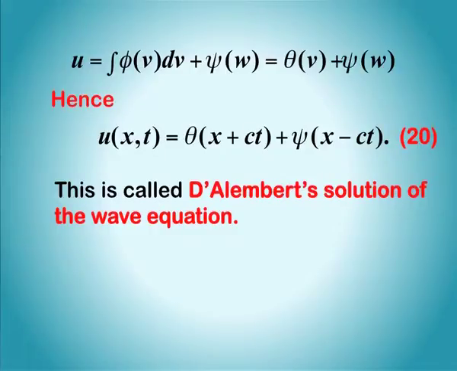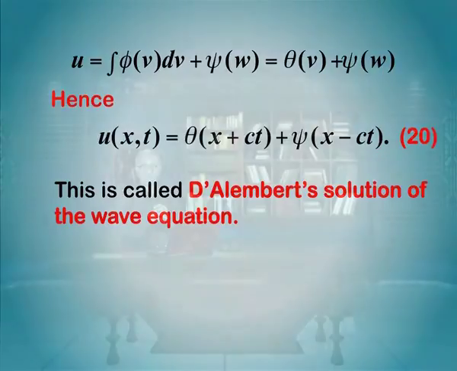One is theta(x plus ct), that means a function of x plus ct. Another is a function of x minus ct. We have simply denoted them by something; you can use any other symbols for theta and psi, but we have called them theta(x plus ct) and psi(x minus ct). This is what we are going to call the D'Alembert solution of the wave equation.